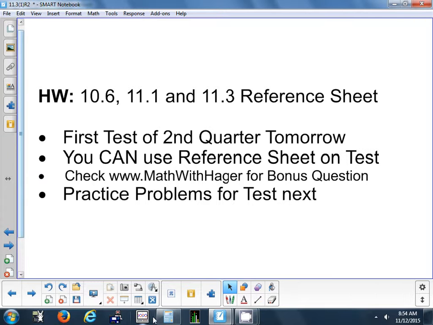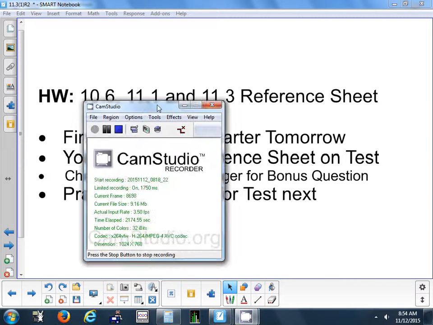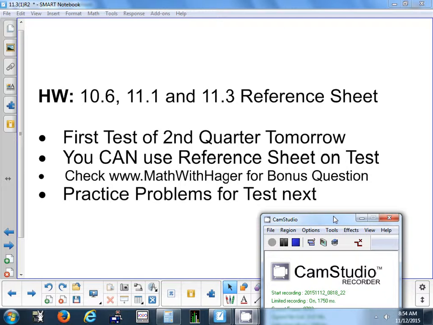Homework, guys. We got a few test review problems. There's some space on there. I'm going to do them in a second. Homework tonight: 10-6, 11-1, 11-3 reference sheet.